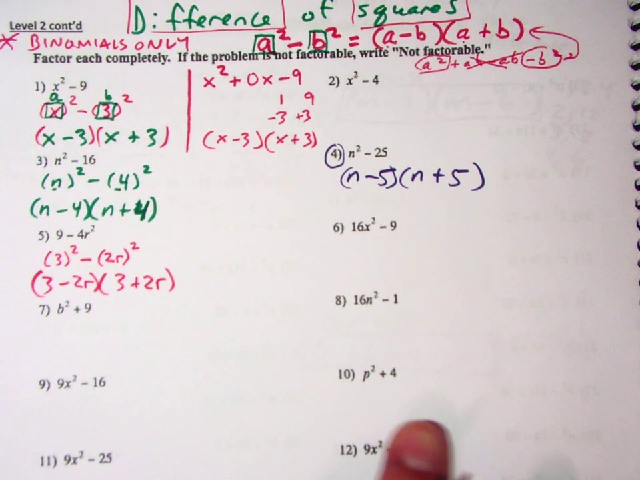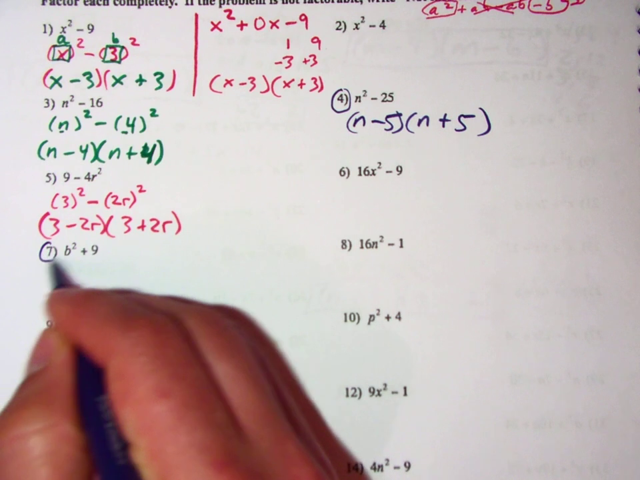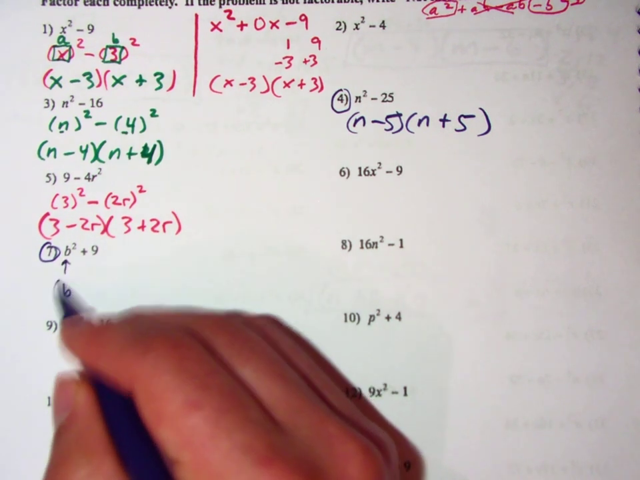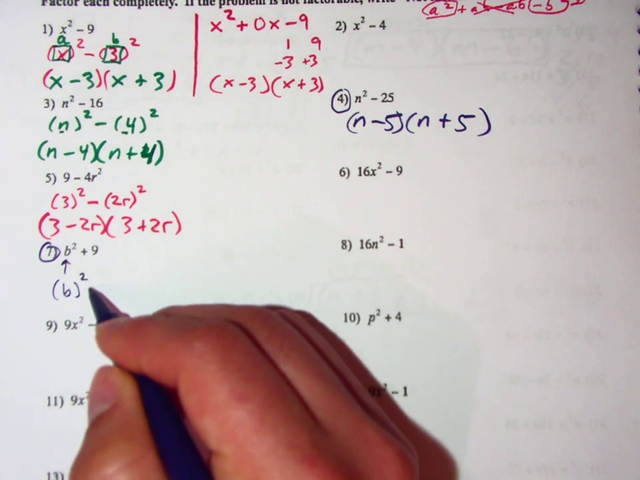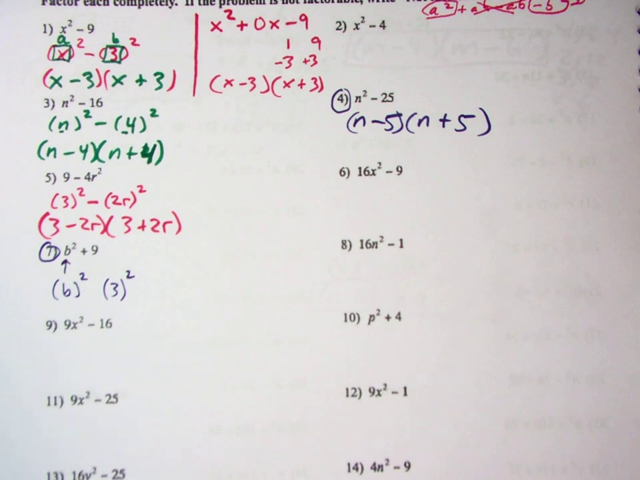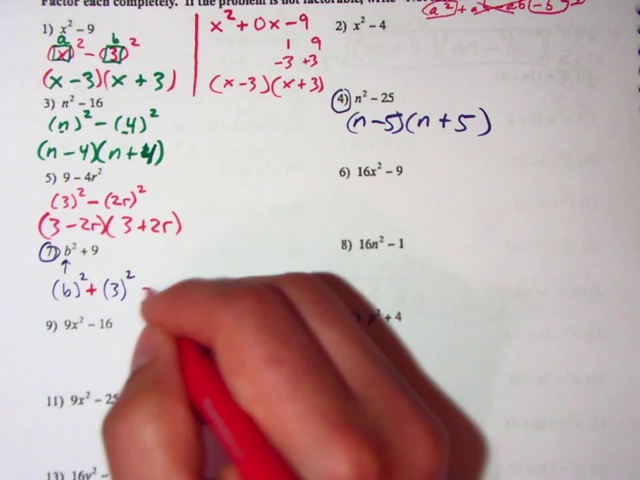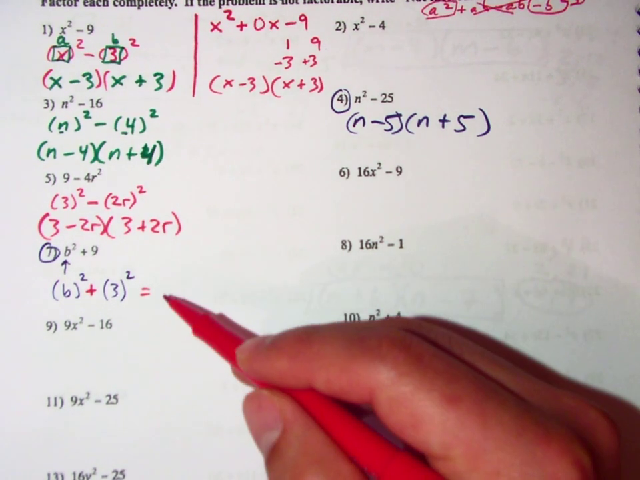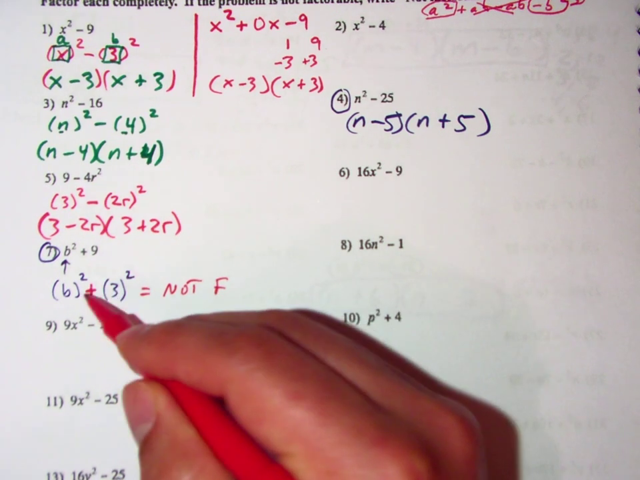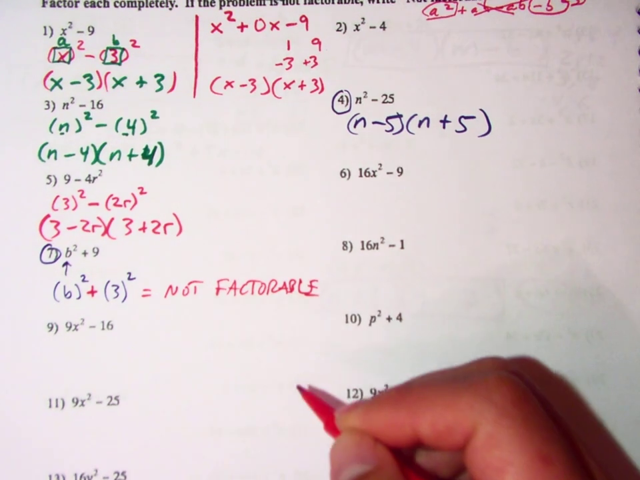It's also worth mentioning one more detail. And that is, let's look at number 7. This is a square, because you can do b squared. The 9 is a square, because you can do 3 times 3, so 3 squared. But notice that we have a plus sign, okay? This does not factor. In fact, this never will. Okay, so anytime you see squares but separated with an addition sign, that's always going to be not a factorable expression. So you just write not factorable.